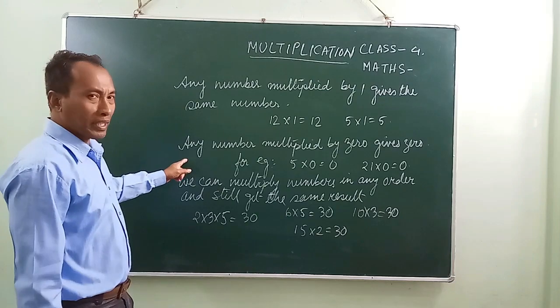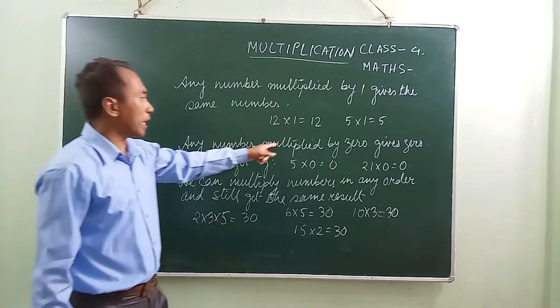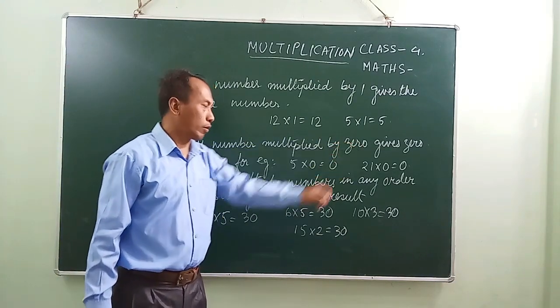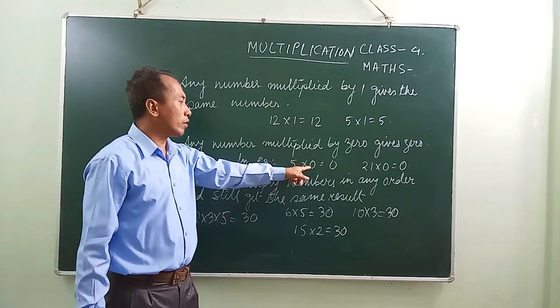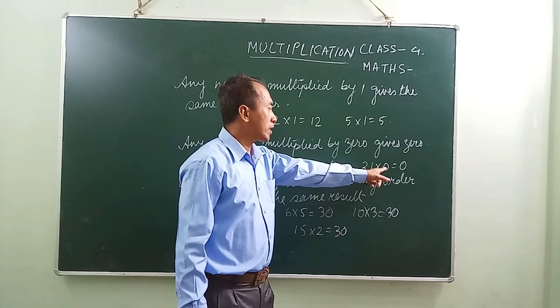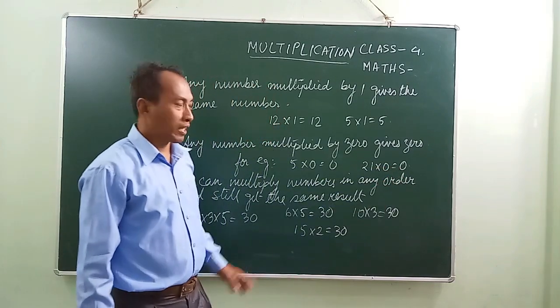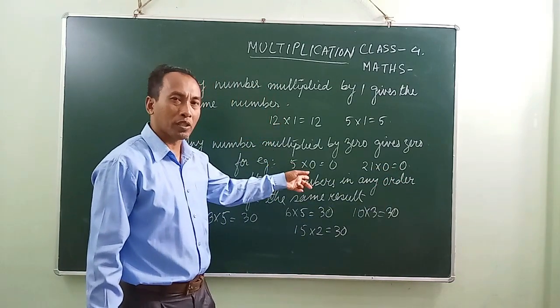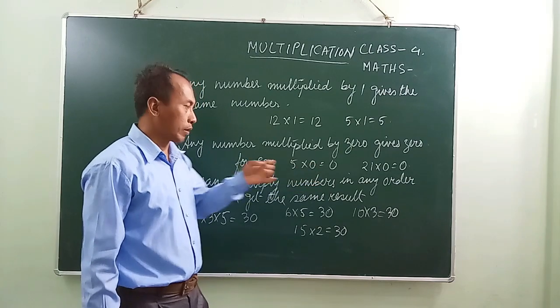The second property is that any number multiplied by 0 gives 0. If you multiply 5 with 0, the answer comes out 0. If you multiply 21 times 0, 0 is the result. If you multiply 100 into 0, the answer will be 0 itself.